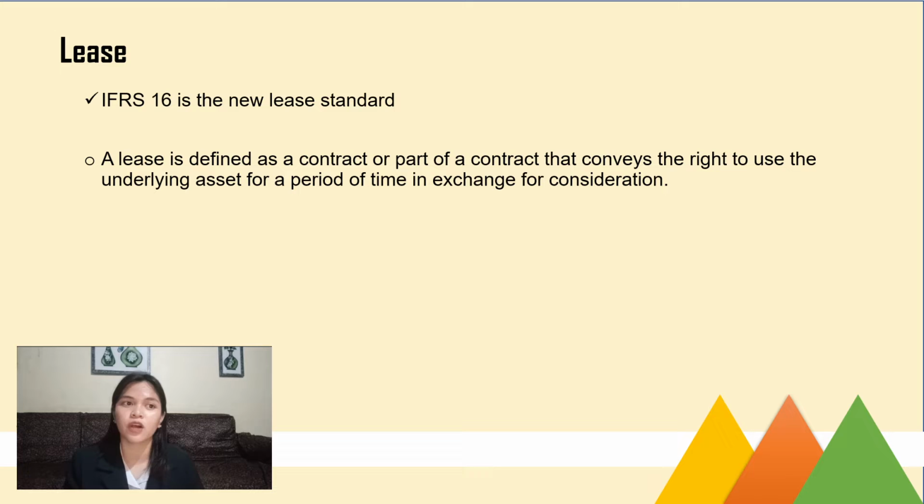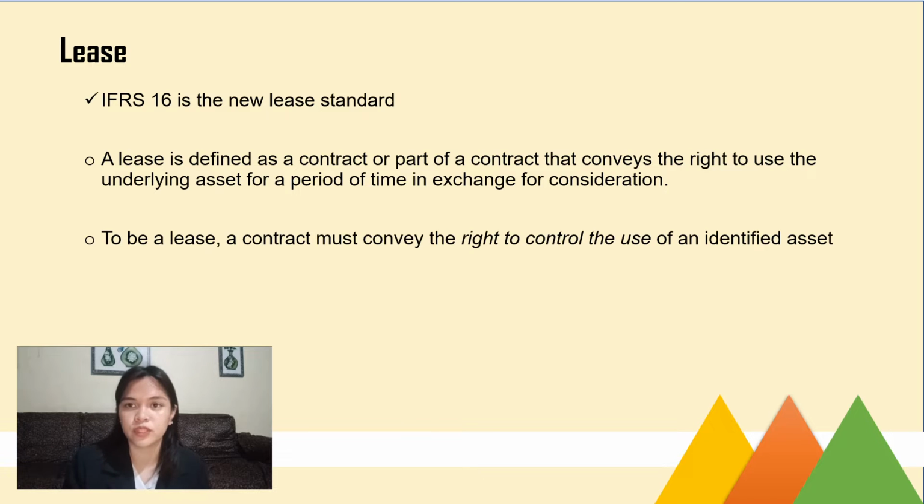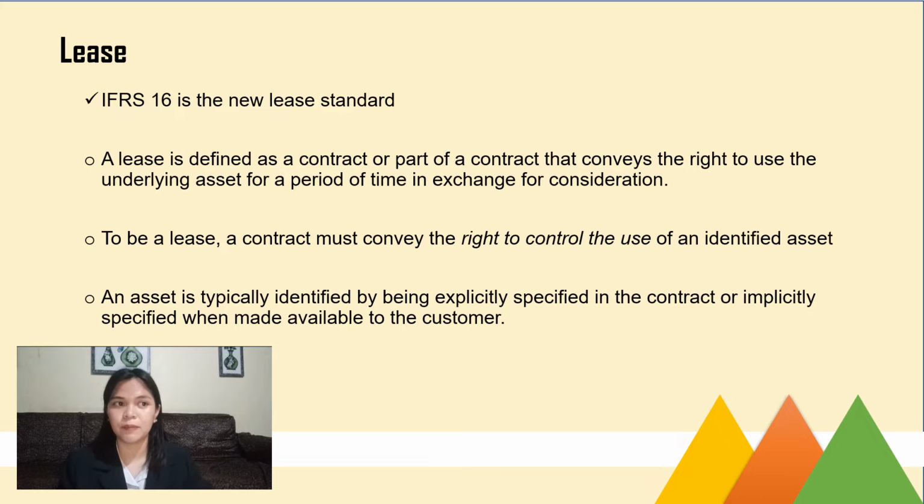So to be a lease, a contract must convey the right to control the use of an identified asset. So para masabi na lease siya, dun sa contract dapat nakasaad yung pagbibigay ni lessor ng karapatan kay lessee na gamitin yung identified asset. An asset is typically identified by being explicitly specified or implicitly specified. Kapag sinabing explicitly specified, clearly stated siya sa contract. While kapag implicitly specified naman, not clearly stated siya, magiging specified lang siya when made available to the customer.